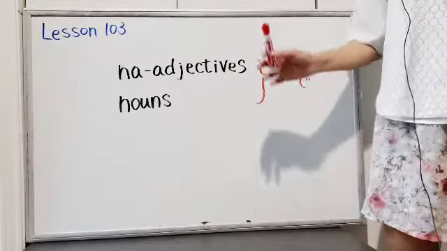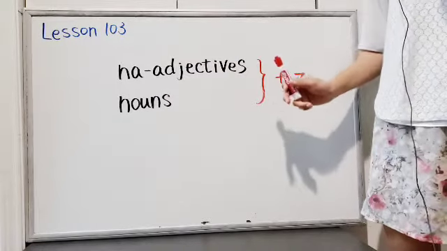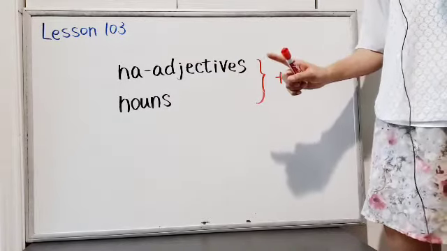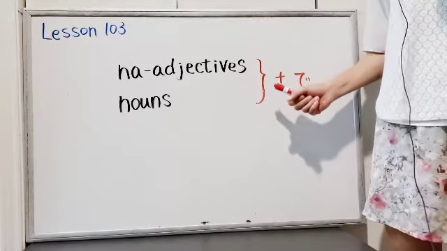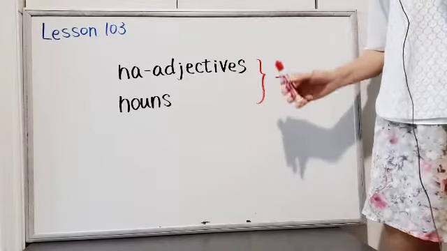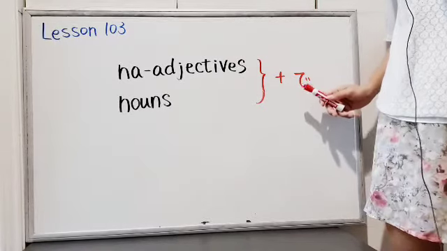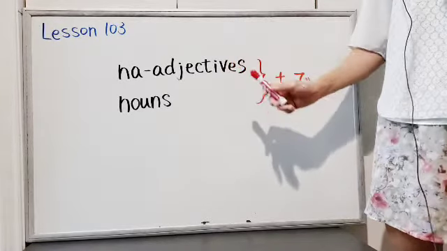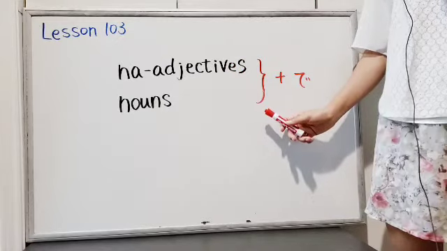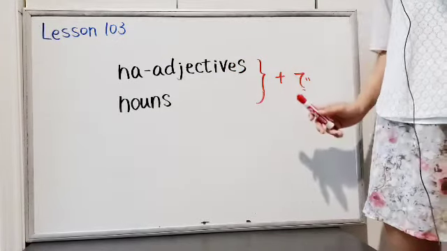If you want to connect several adjectives or nouns in one sentence, you can use this. It's very simple. Just add で after na-adjectives or nouns. Let's take a look at some examples.